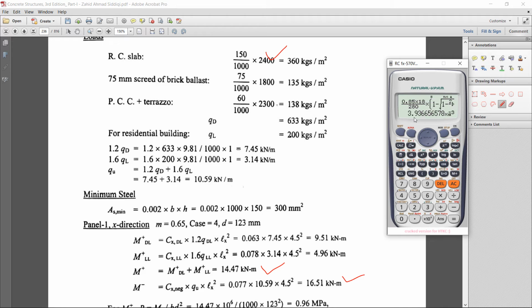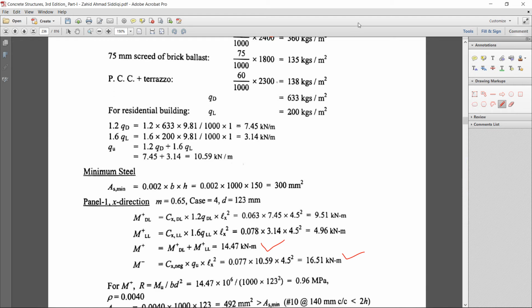You are getting the raw value, meaning the steel ratio, that is 3.9366 times 10 raised to the power minus 3. So multiply with b d to get the area of steel, that is b multiplied by d, 123. You are getting the total area of steel against positive moment, that is 484 millimeter square.